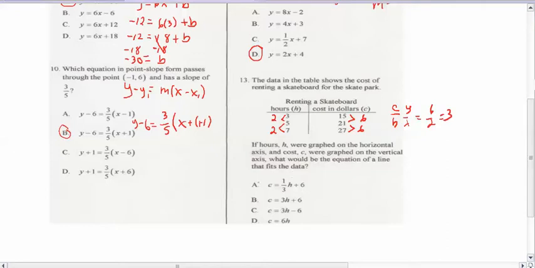Okay, so that one will not work. That's a 1/3 slope. That's a 6 slope. These two. Now I need to find out if my b is a positive 6 or a negative 6.